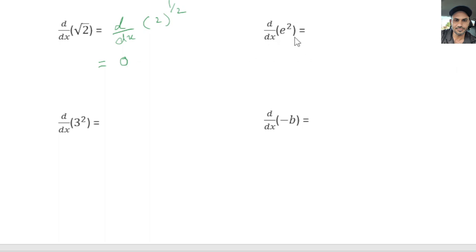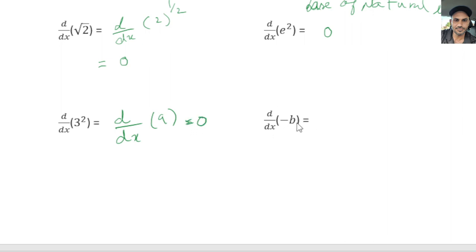How about e squared? Derivative of e squared. e again is the base of the natural log. So this is going to be 0 as well. And how about 3 squared? Well, still a number. So d over dx of 3 squared is d over dx of 9, and this is also going to be 0.